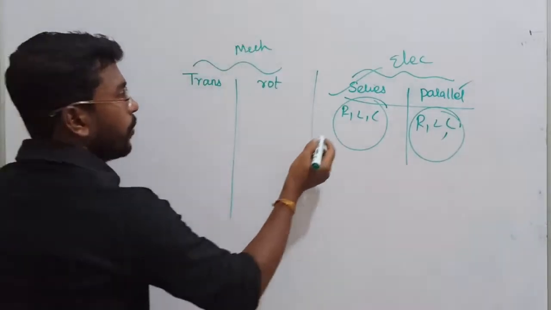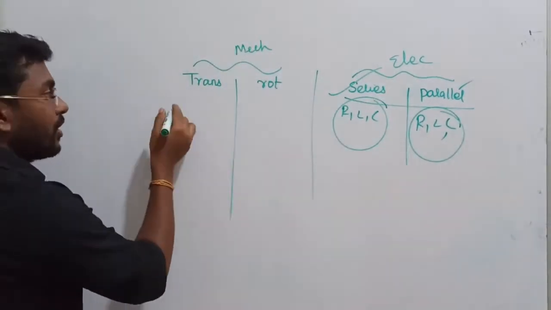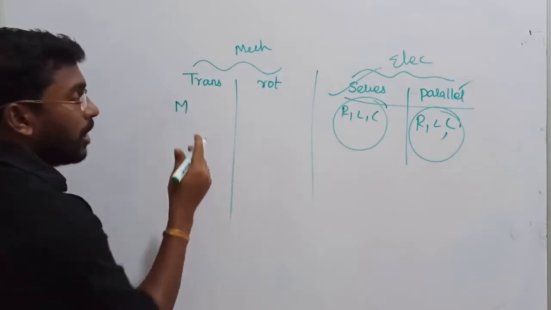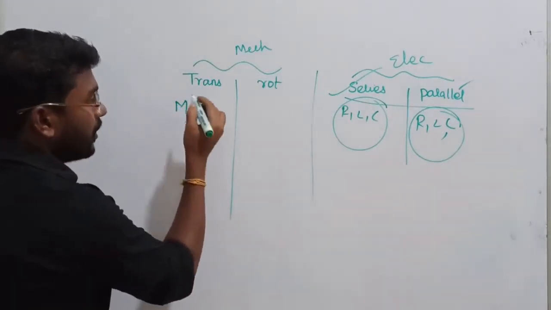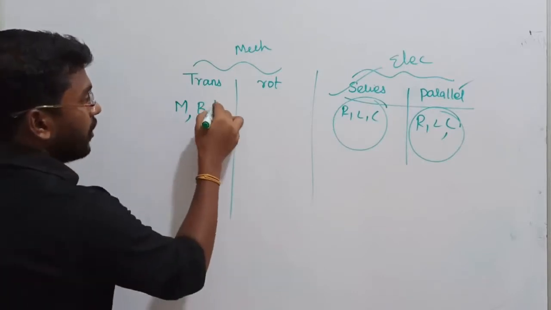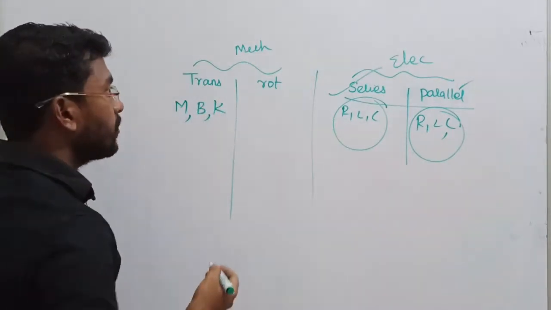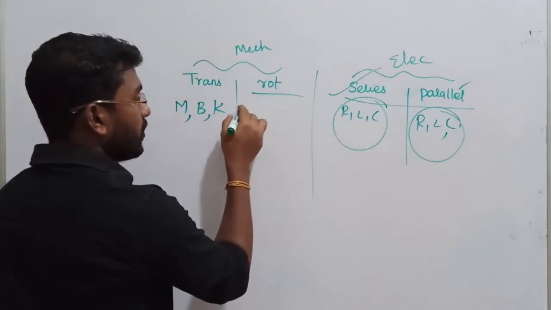Similarly, in the translational domain we are going to observe three elements. One is the mass of your body, another one is the damping coefficient, and another one is the spring coefficient. Similarly, in the case of rotation also we are going to consider three elements.